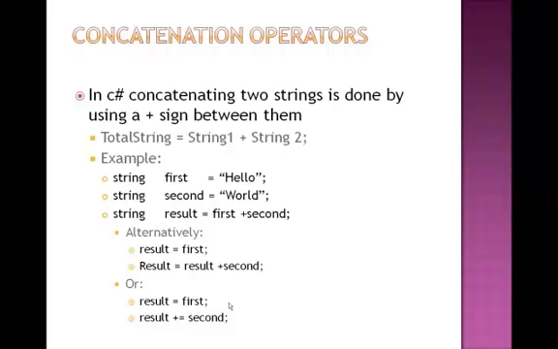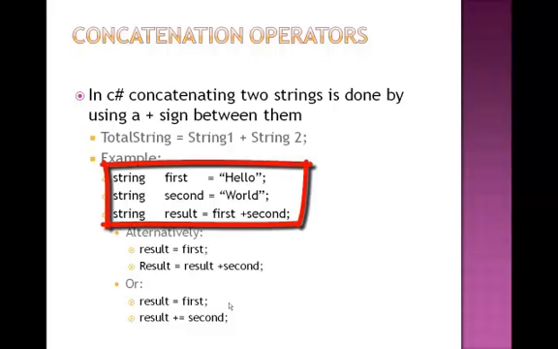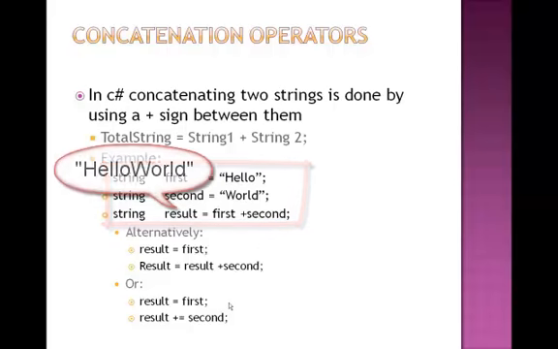I first define the string first equals hello, and string second equals world, and string result equals first plus second. The result will be hello world. And notice that I don't have any spaces within the declaration of the first string and the second string, hello and world. So the final resulting value will be just one single word composed of hello and world together, and it won't have any space between them.